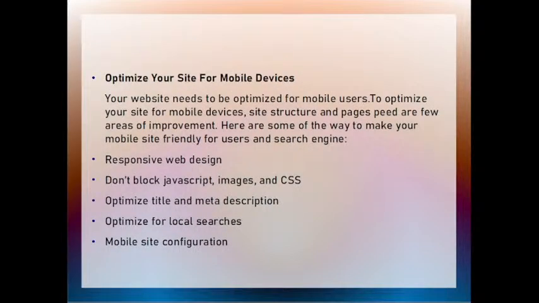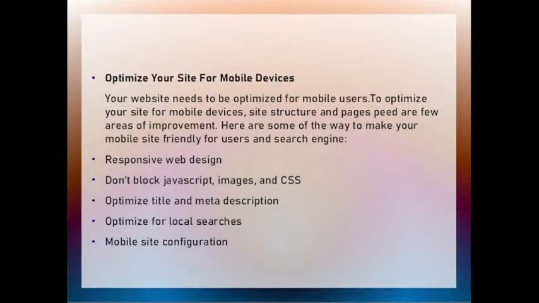Then optimize your site for mobile devices. In Google there are many tools to recheck whether your website is mobile friendly or not. So how to do this? Your website needs to be optimized for mobile users. To optimize your site for mobile devices, you need to set a structure, and page speed are a few areas of improvement. Here are some of the ways to make your mobile site friendly for users and search engines.